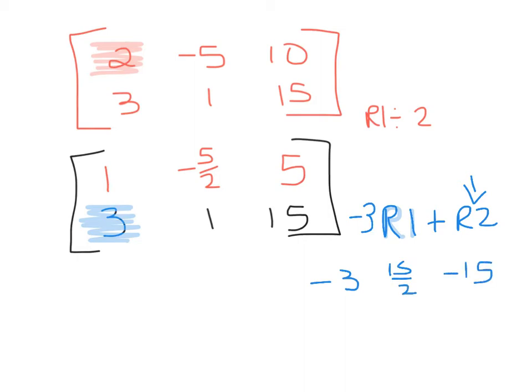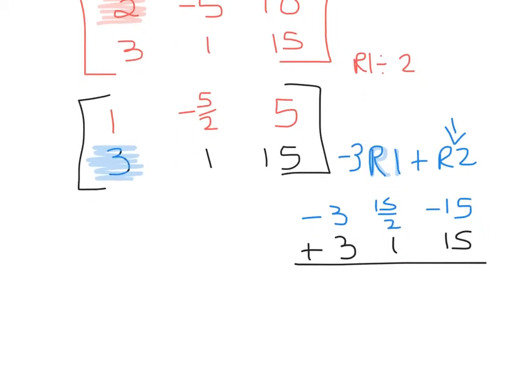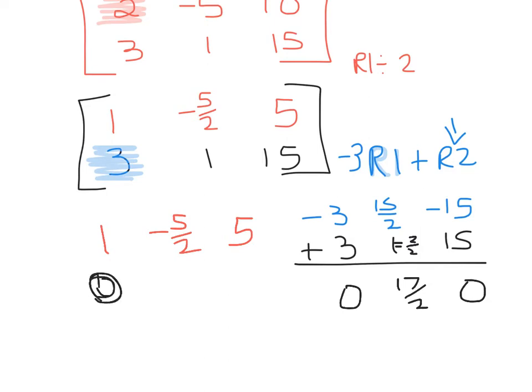Then I'm adding it to row 2. And then I get 0. This will become, I could change this to 2 over 2. So 17 over 2 and a 0. So now I'm going to rewrite my first row. My second row is now the 0, the 17 over 2 and the 0.